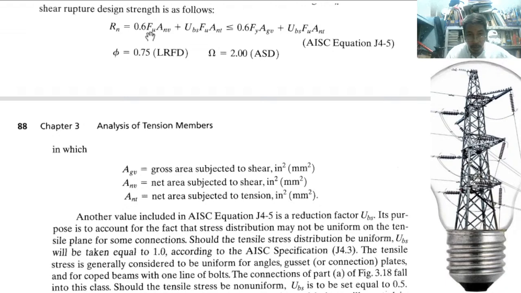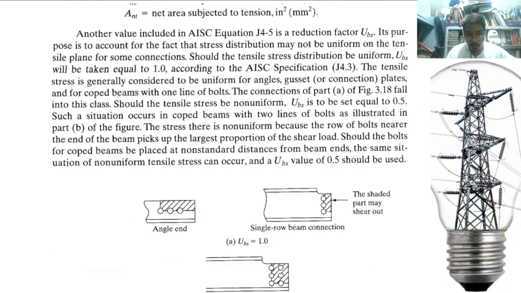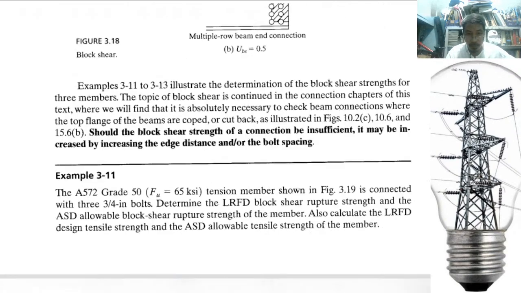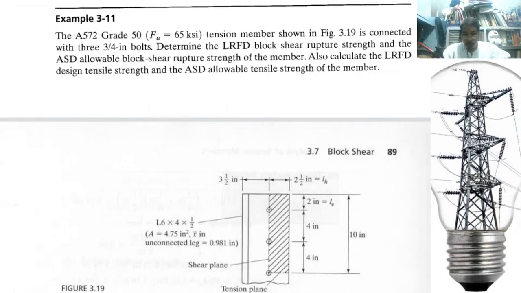The difference is this is 0.6 Fu net shear, and this is 0.6 Fy gross shear. So gross times yield, net times ultimate. Again, for LRFD, phi is 0.75, and for ASD, omega is equal to 2. Those were already mentioned and explained before. So let us go to the example.